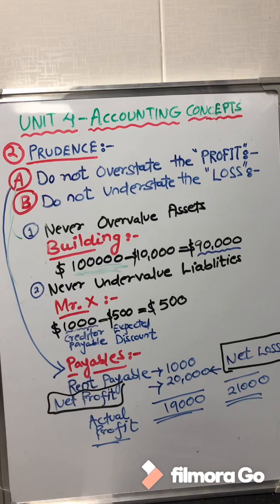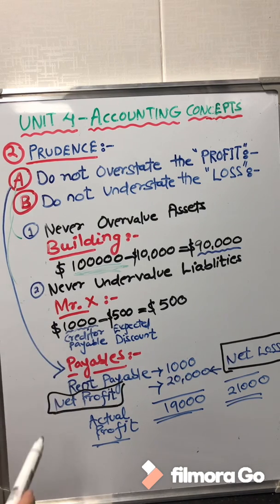Now never undervalue the liabilities, that is, never understate the losses. Liabilities are the things the company owes to others. So Mr. X is the creditor, and we need to pay him $1,000. After negotiation, we are expecting a discount of $500. It is not yet clear that Mr. X is going to allow us this discount. It is not yet clear that Mr. X will give a discount of $500.